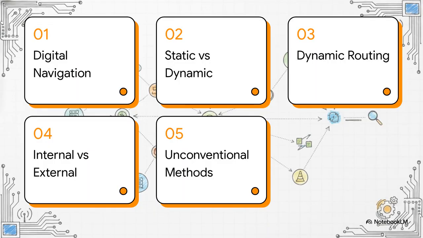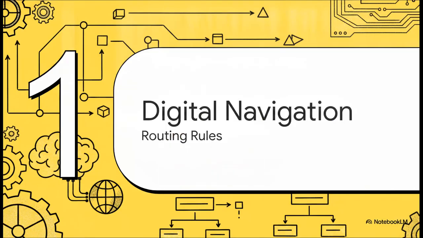Here is our roadmap for today. We're going to cover the core rules of digital navigation, compare static versus dynamic routing, break down exactly how dynamic routing calculates paths, explore internal versus external networks, and then we'll wrap up with a few unconventional routing methods. So, Section 1, the rules of digital navigation and routing rules.